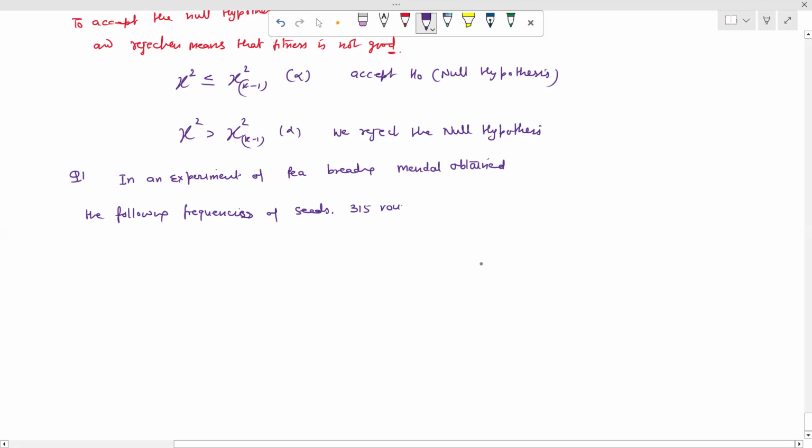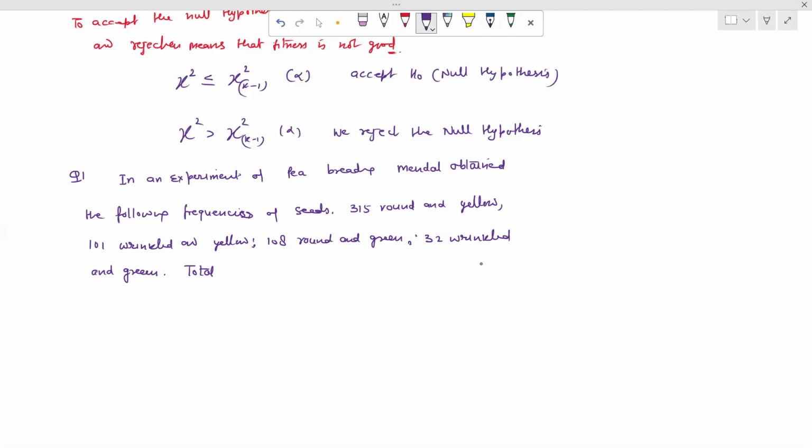315 round and yellow, 101 wrinkled and yellow, 108 round and green, 32 wrinkled and green. So the total of peas is 556.